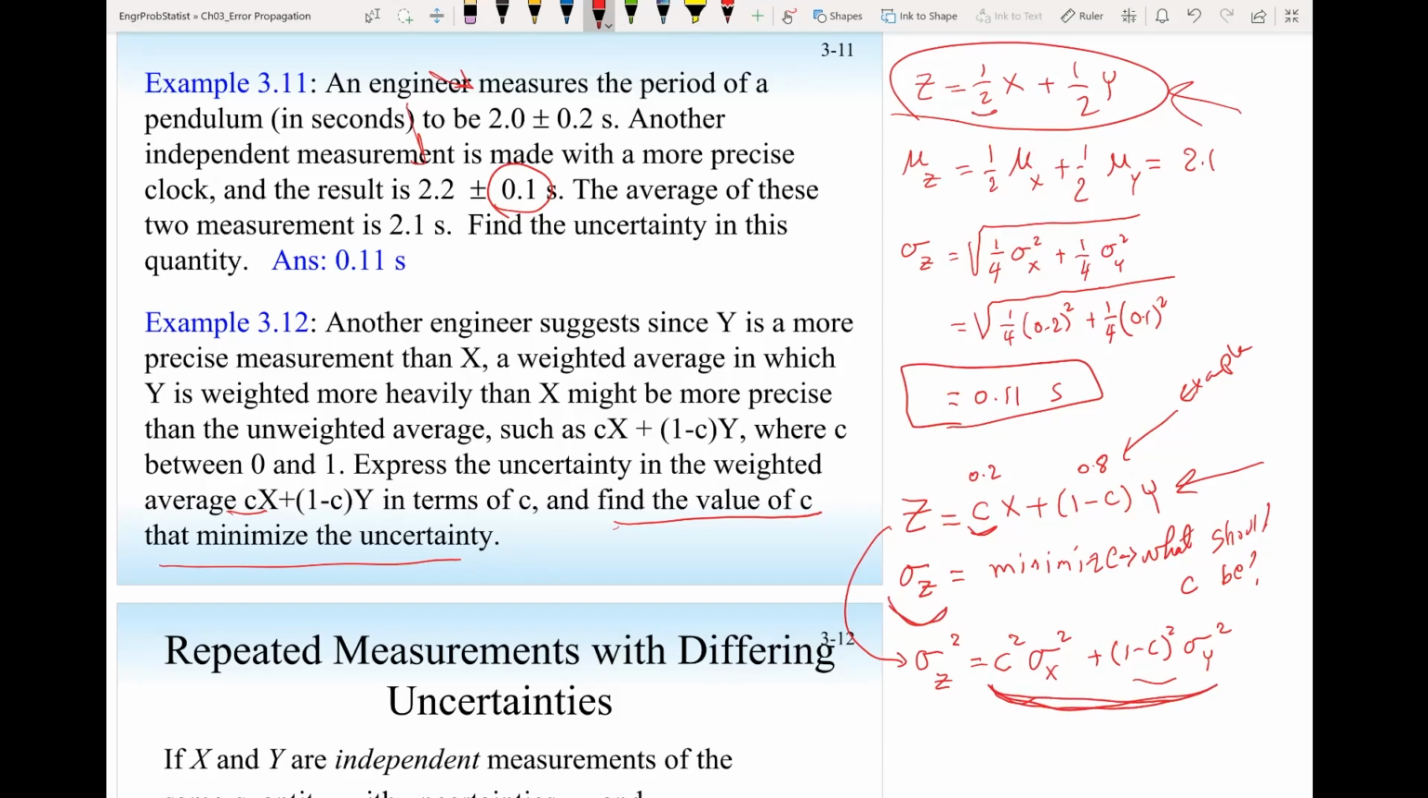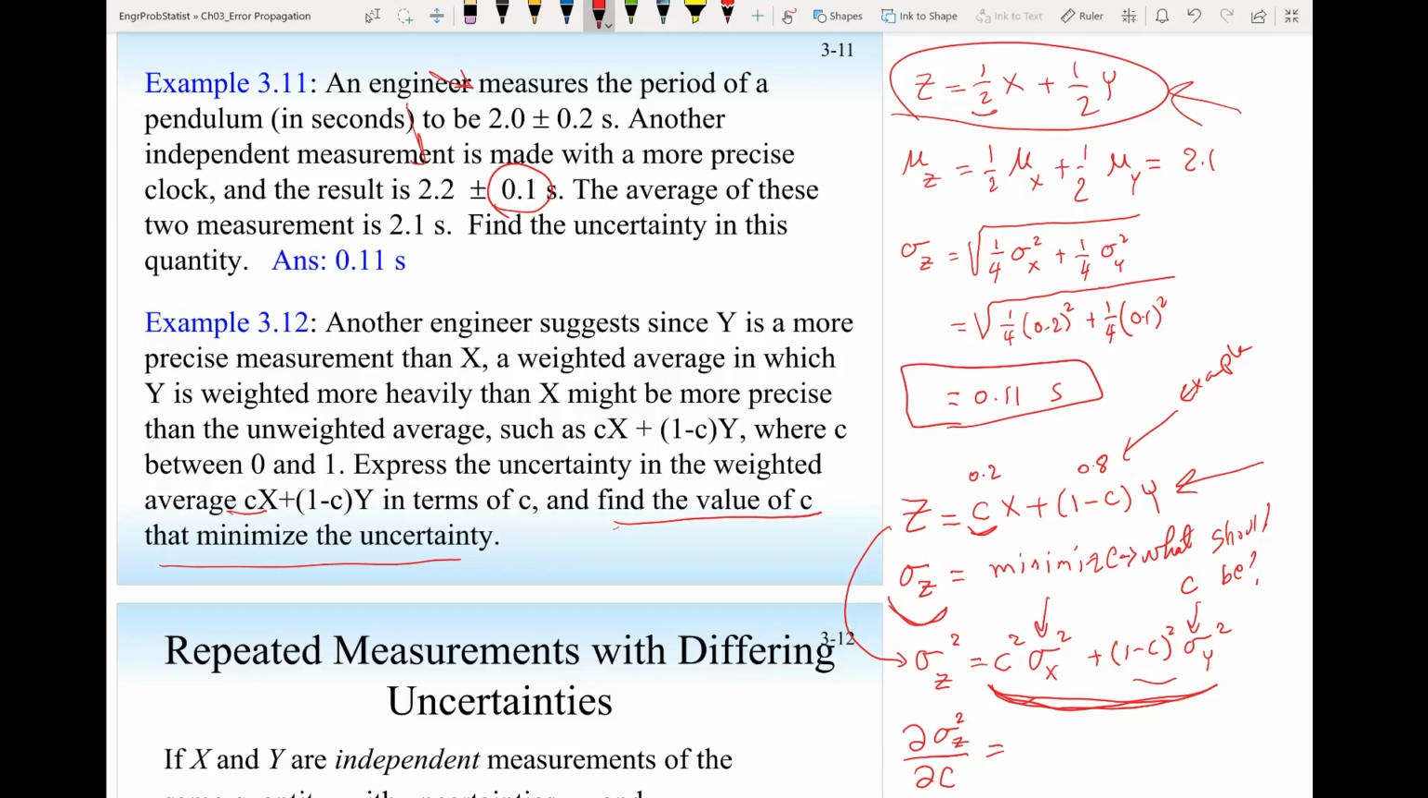Now I need to find C that will minimize this quantity. So let's take the derivative of the variance of Z with respect to C, because that's the parameter I can change. C is a variable. I can change the value to be 0.2, 0.4, 0.8. I cannot change sigma X. I cannot change sigma Y. This came with the design of the clock. All I can change is the weighted average. So I will take the derivative with respect to C.